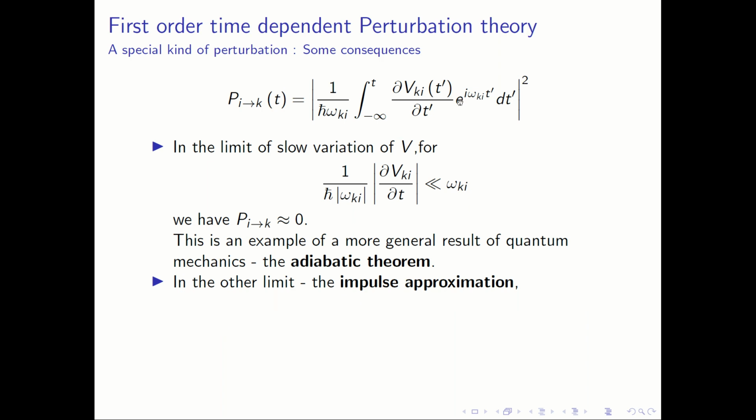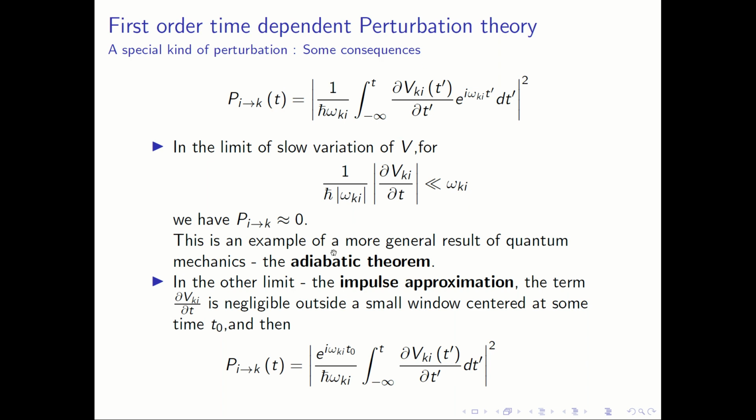And so P_ik simply is, you just pull this out, t0 is the time at which this change is taking place, the small window centered around t0. So I can just pull down this factor, which is e^{iω_ki t0}, and do this integral, which of course, if you do this integral, I will immediately get the answer from the fundamental theorem of integral calculus to be V_ki at large positive times minus V_ki at large negative times, which means just V_ki at infinity. So after we calculate the mod square, we simply get |V_ki|² by ħ²ω_ki².